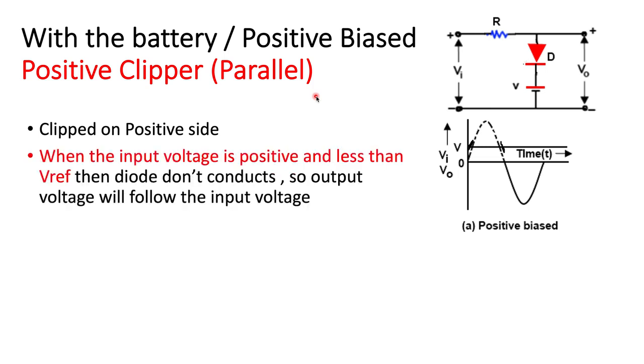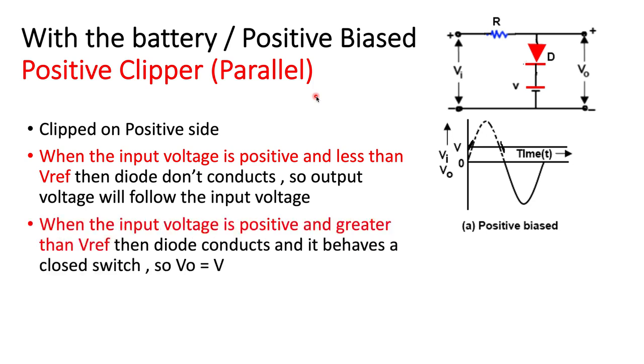When the input voltage is positive and less than V reference, then the diode doesn't conduct, so the output voltage will follow the input voltage. When the input voltage is positive and greater than V reference, then the diode conducts and behaves as a closed switch. So V0, the output voltage, will be equal to V.